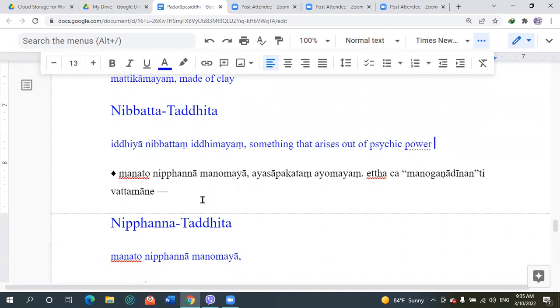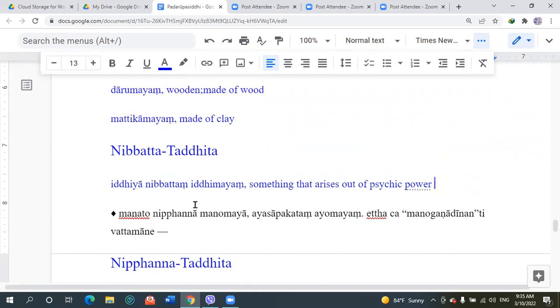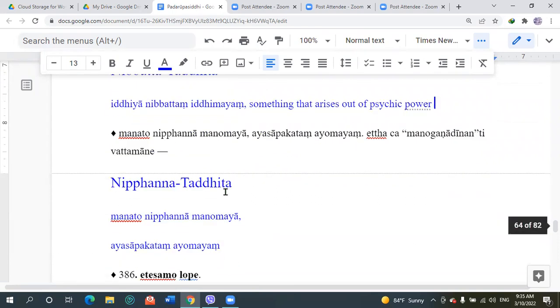Sorry, Sayadaw. In this case, which case do we need to take Itiya? Should be ablative. Yeah. So Manato Nibbana Manomaya, the Nibbana Taddhita. Nibbana Taddhita is under Tathagati. The Tathagati includes Nibbata also. That's why Manato Nibbana Manomaya.